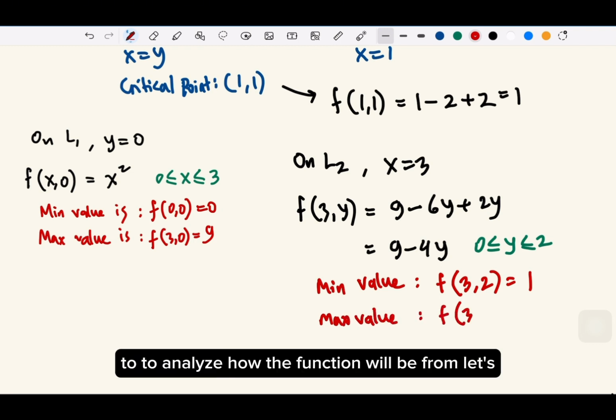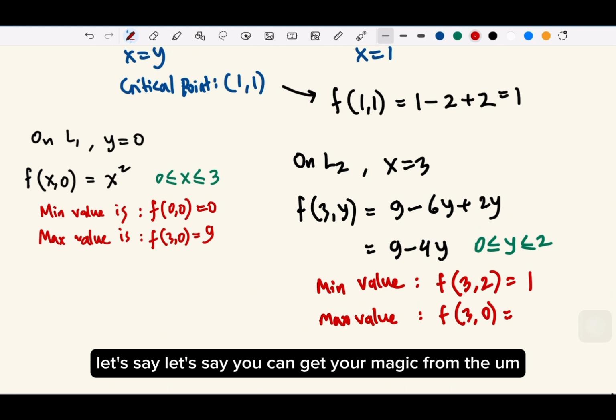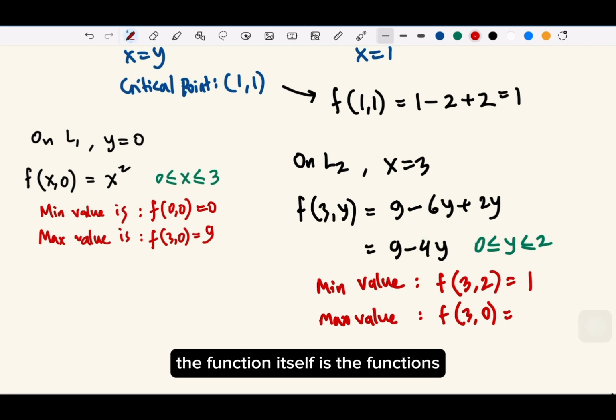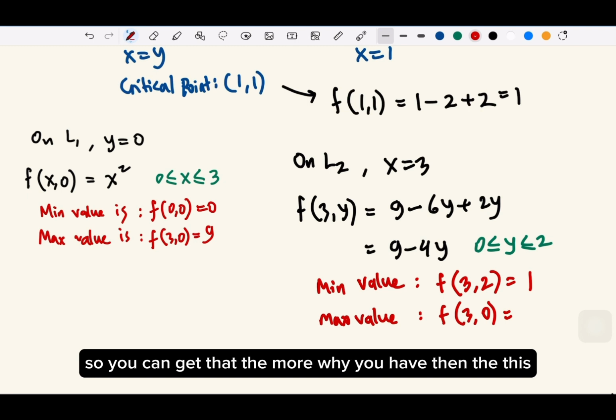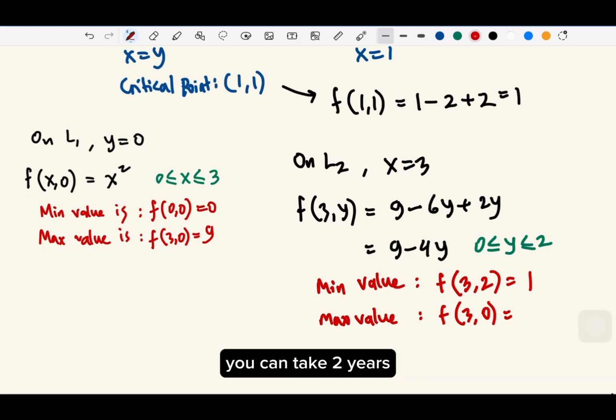So you need to analyze how the function will behave. We can imagine from the function itself. If the function, for example, has a minus, you could guess that the more y you have, the smaller this function gets. For example, if you take 2 here, it's going to be very small. If we take 0, it will be its maximum value, right? Okay, you get the point. So it always depends on the function. Okay, so (3, 0), we take inside. It will be 9, right?